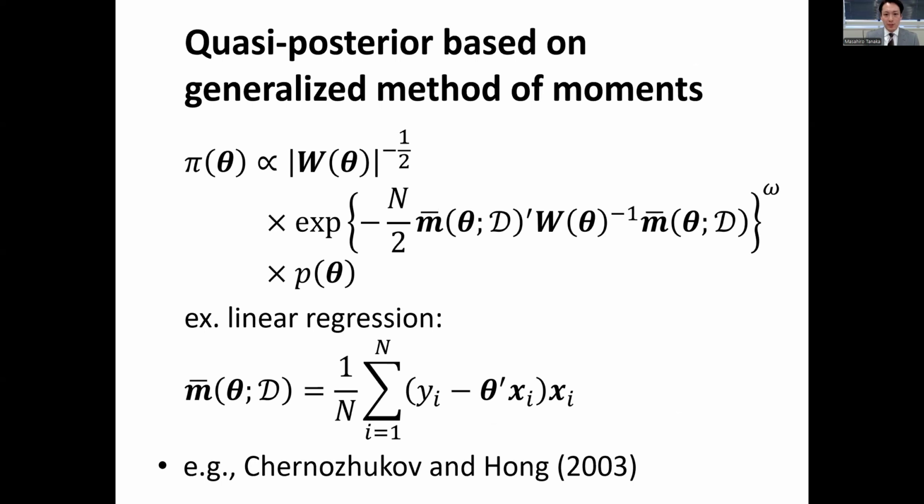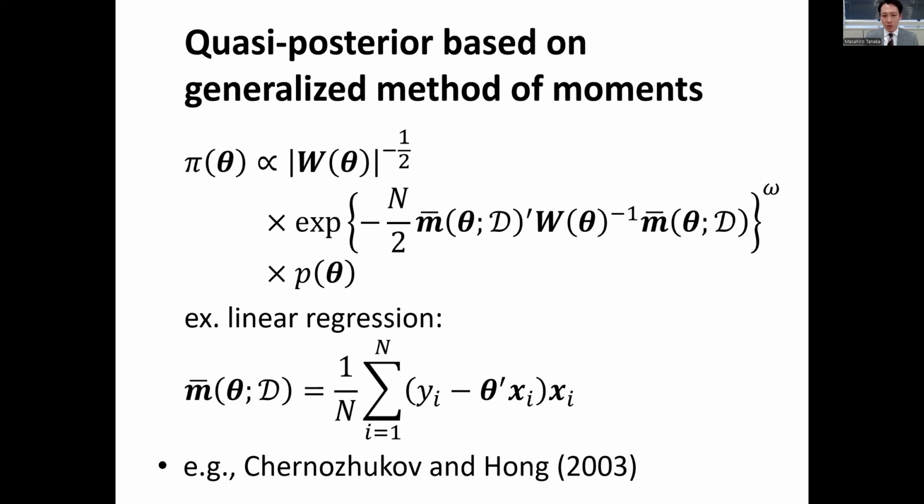The second approach specifies a quasi-likelihood based on a generalized method of moments, GMM. In a GMM, a statistical problem is formulated through a set of moment conditions. For example, a linear regression can be estimated using a set of moment conditions like this. The quasi-likelihood is made of a GMM criterion. Evidently, this approach is closely related to the previous one.